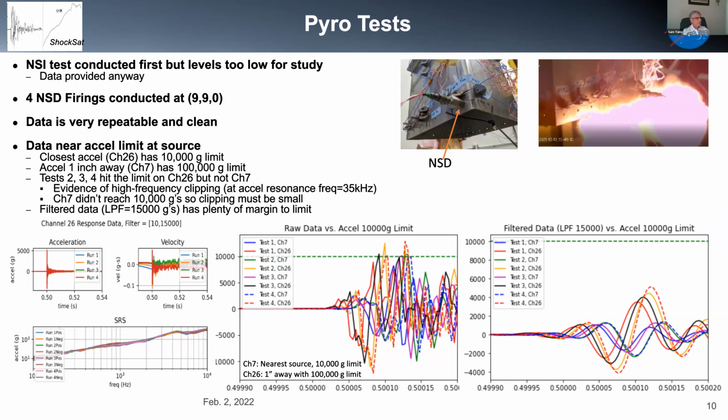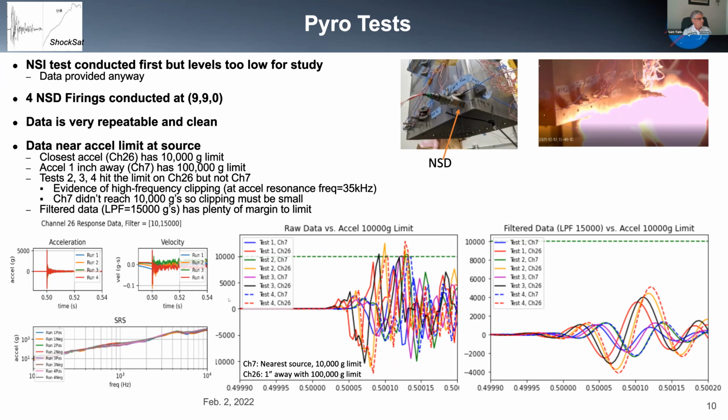Okay, the pyro tests themselves, you can see this is where they were. They're NASA standard detonators, is what the NSD stands for. They're down in this corner, all four of them. A big explosion happens here. And we have very repeatable data on this, much more than the hammer tests. You can see down here, these are for some location. I don't remember which one. Oh, it says channel 26, so it's near here. All four are almost on top of each other.